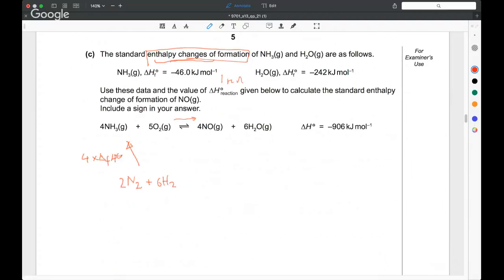And now if we're going this way to make nitrogen monoxide and to make water, well, that is 4 times the enthalpy of formation of nitrogen monoxide. And that's actually what the question is asking us to find out. We don't know what that is. But we've also got to make water as well. So we've got to go 6 times the enthalpy of formation of water. And we've actually got that value there, haven't we? And we need the oxygen to do that as well. And to get the stoichiometry right, we need 5 lots of oxygen.